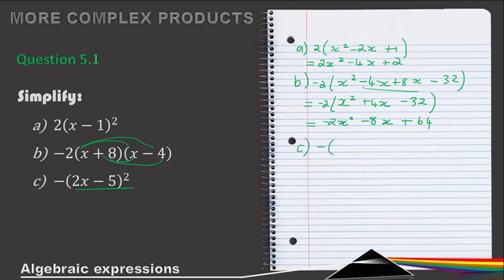I've got squaring the first, so that's 4x squared. Then multiply together is 10x. Multiply by 2 is 20x. And then square the last one, plus 25. Multiply in the negative, so minus 4x squared plus 20x minus 25.